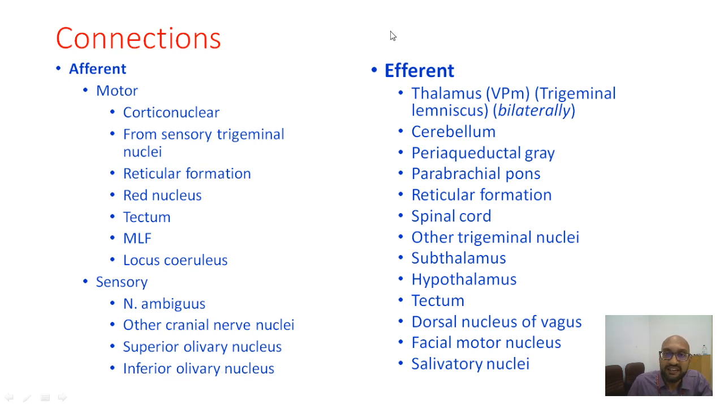Okay, and the efferent connections are going to go first and foremost, most importantly, to the thalamus, which is the VPM, and that too bilaterally. Then it will also have connections with the cerebellum, the periaqueductal gray, the parabrachial pontine nuclei, which are part of the reticular formation. It also has connections with the spinal cord and also the motor nuclei of other cranial nerves, including the salivatory nucleus, because again you know that if there is sensation in the region of the head and neck, that also leads to salivation. That is your own personal experience also, I'm sure.